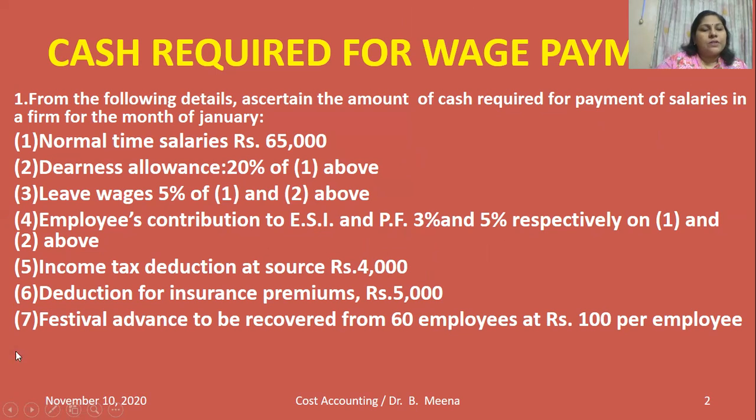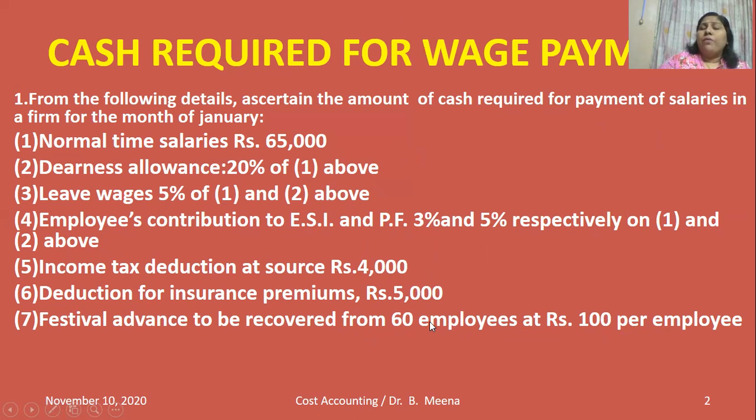The next deductions given in this problem are TDS, that is income tax deducted at source, 4,000. Deduction for insurance premium is 5,000. Festival advance to be recovered from 60 employees at rupees 100 per employee. So 60 employees are there, and each employee was given a festival advance of 100 rupees. So that is going to be recovered; 60 into 100 from the salary they will deduct.